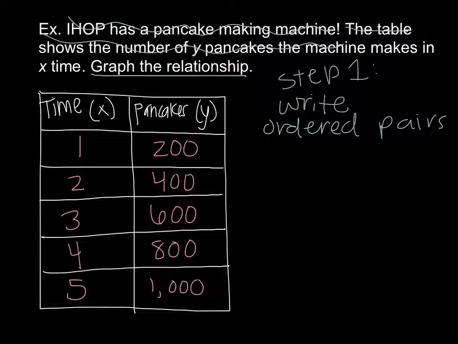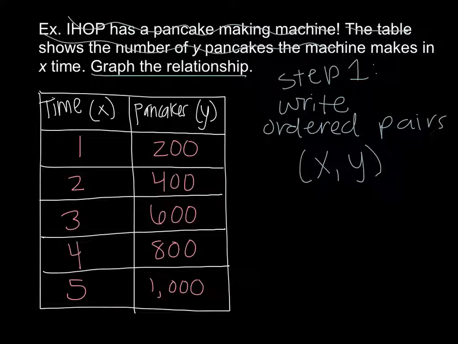So, step 1. Let's understand our chart first. In number of minutes, time, in 1 minute, this pancake making machine can make 200 pancakes. That is so cool. In 2 minutes, 400 pancakes. 3 minutes, 600 pancakes. But you'll notice that our table has time as X and pancakes as Y. Well, you guys remember what an ordered pair looks like? It looks like X and Y.